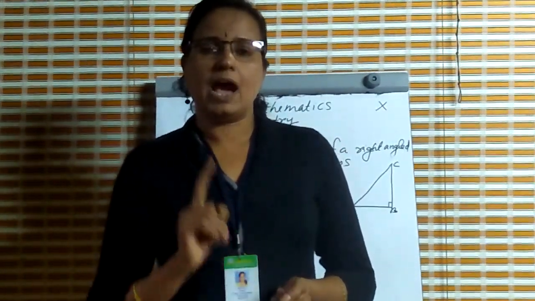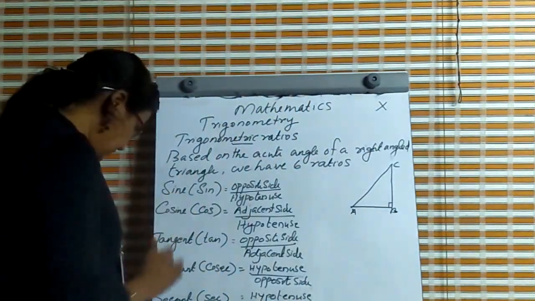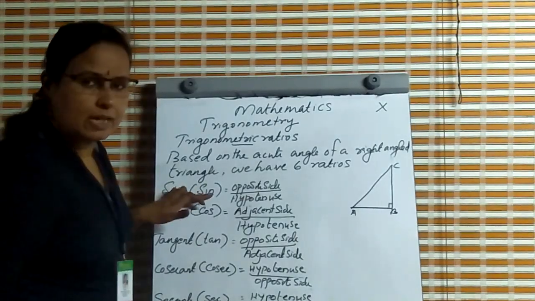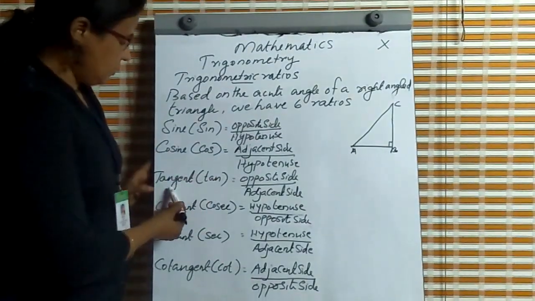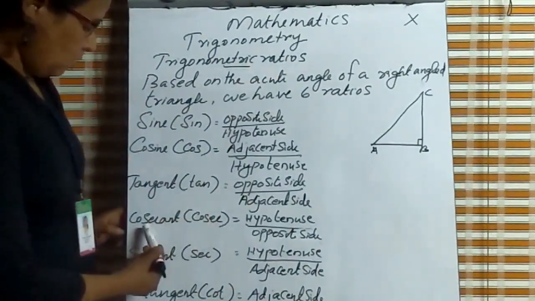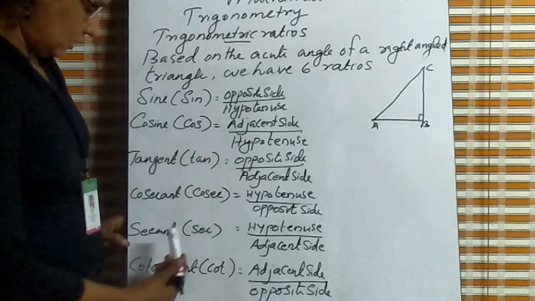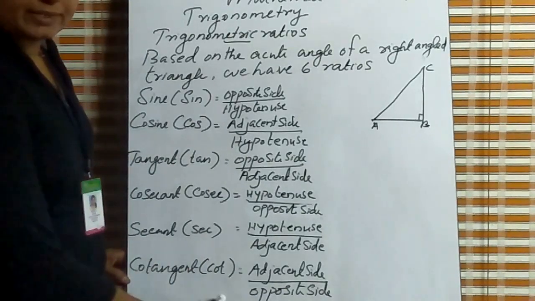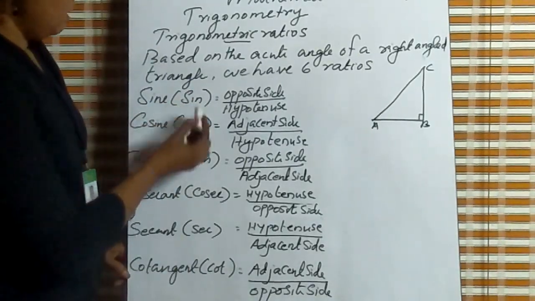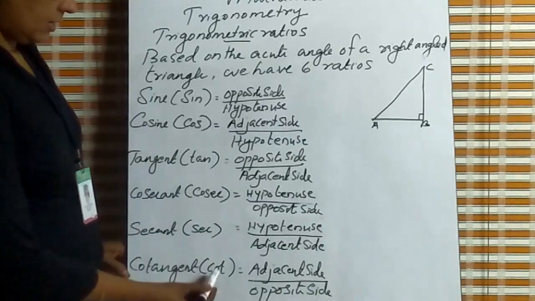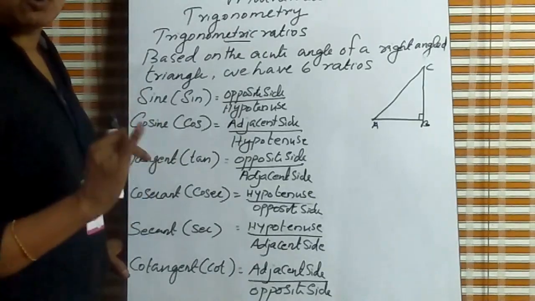cosecant, secant, and cotangent. Look at the board: the short form of sine, S-I-N-E, is sin, and of cosine is cos, and of tangent is tan. The short form of cosecant is cosec, of secant is sec, and of cotangent is cot. The 6 trigonometric ratios are sin, cos, tan, cosec, sec, cot.